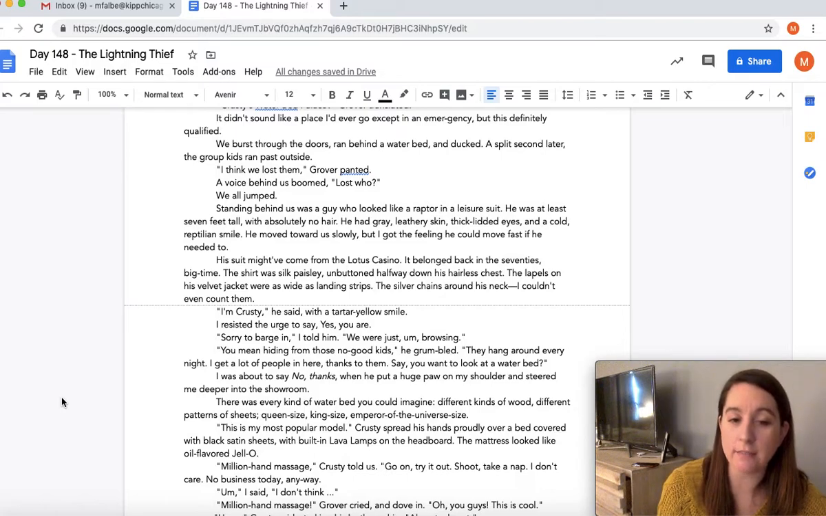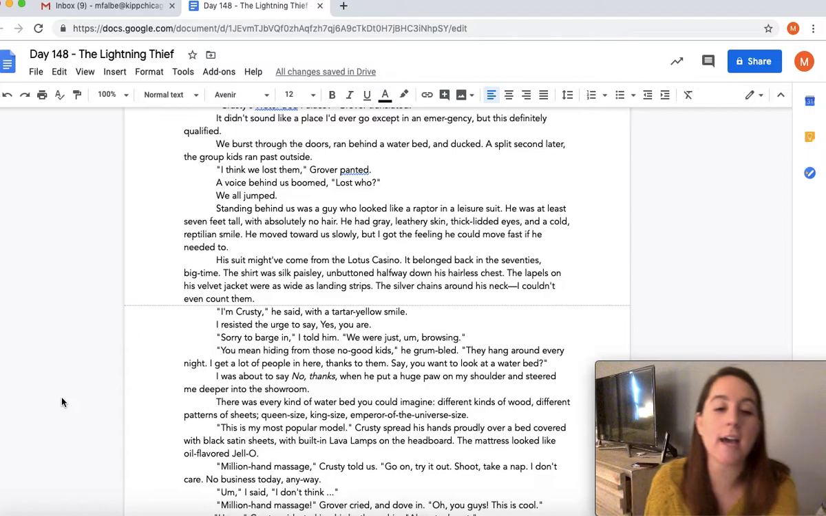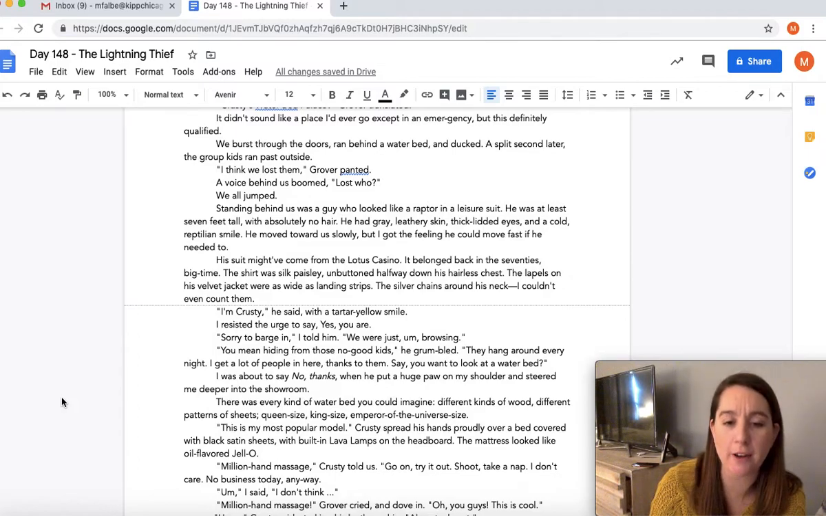I was about to say, no thanks, when he put a huge paw on my shoulder and steered me deeper into the showroom. There was every kind of waterbed you could imagine. Different kinds of wood, different patterns of sheets, queen size, king size, Empire of the Universe size. "This is my most popular model." Krusty spread his hands proudly over the bed, covered with black satin sheets, with built-in lava lamps on the headboard. The mattress looked like an oil-flavored jello.